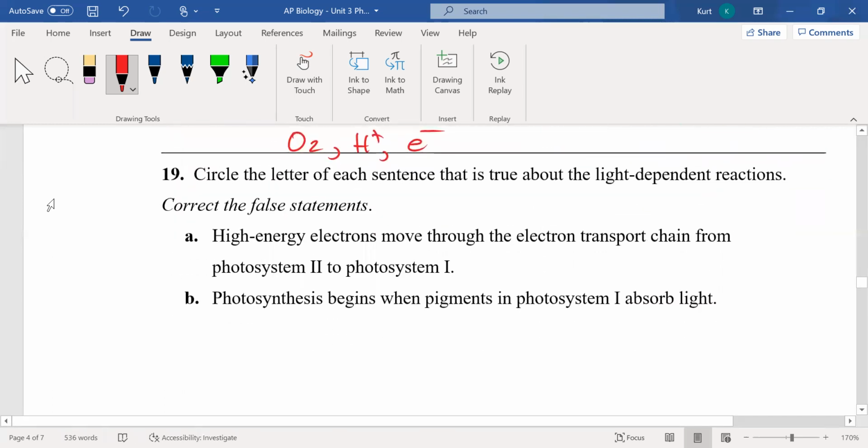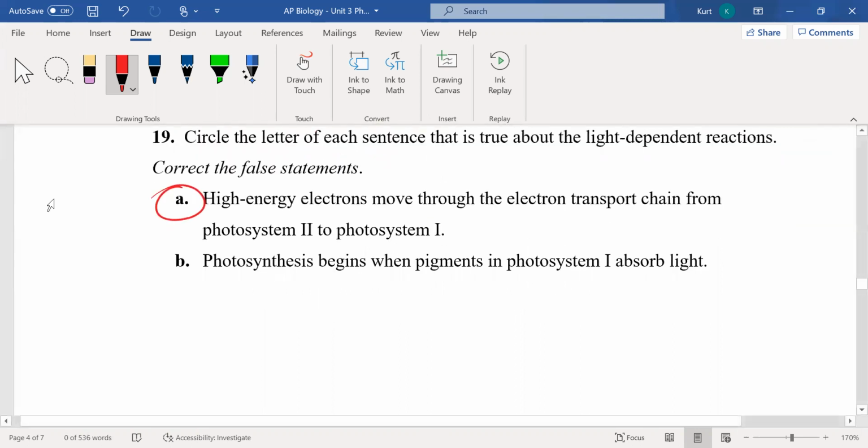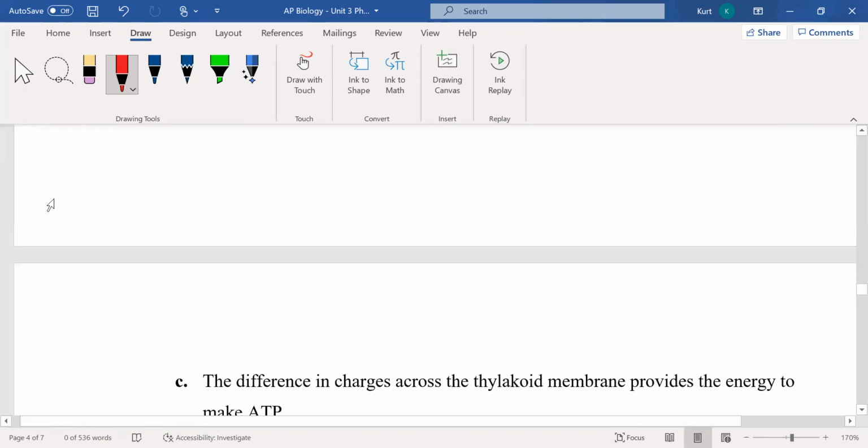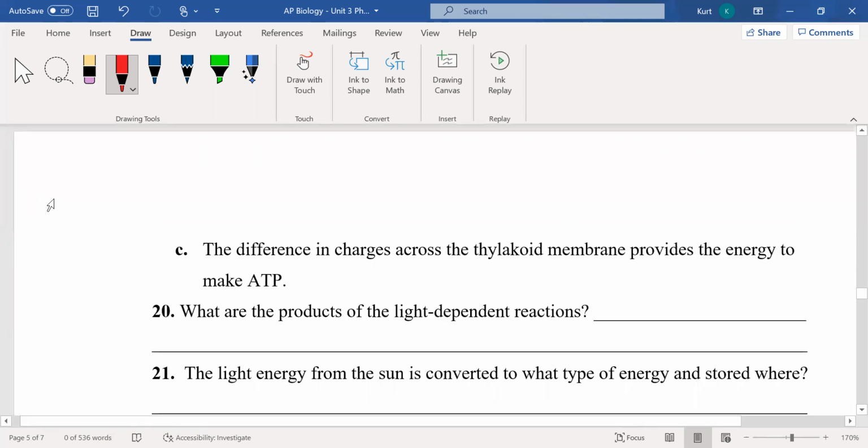Circle the letter of each sentence that is true about the light-dependent reactions. Correct the false statements. High-energy electrons move through the electron transport chain from photosystem 2 to photosystem 1. Is that correct? Photosynthesis begins when pigments in photosystem 1 absorb light. What is it? Photosystem 2. The difference in charges across the thylakoid membrane provides the energy to make ATP. Yes. What are the products of the light-dependent reactions?